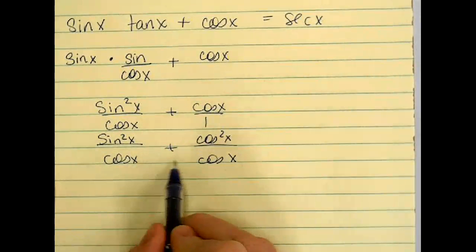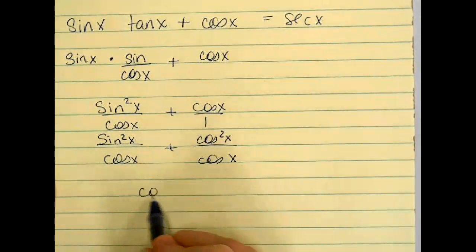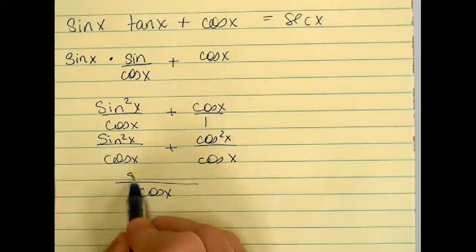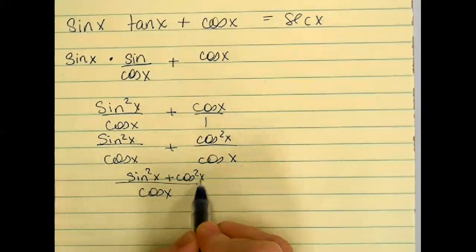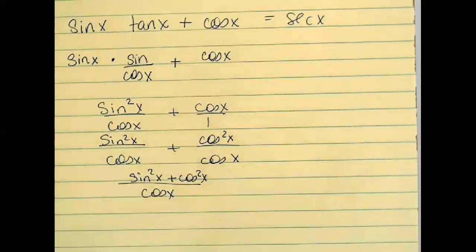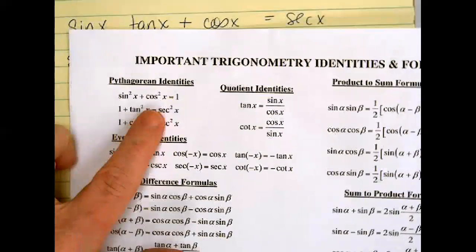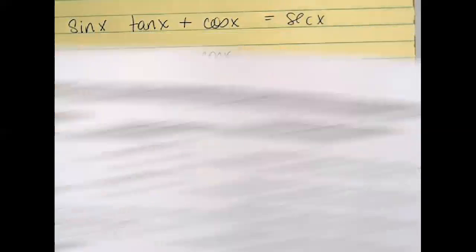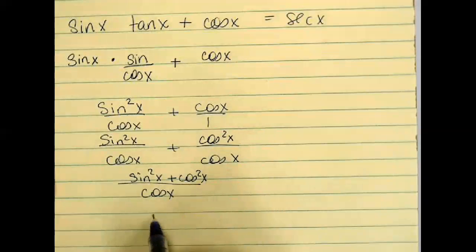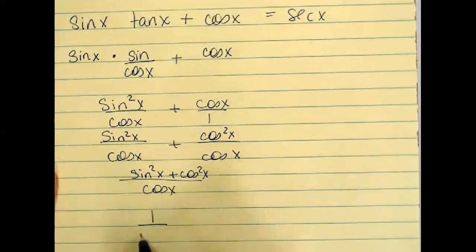Then I can add them together because they have the same denominator. And I get sine squared x plus cosine squared x over cosine. Well, I go to my Pythagorean identities, and I see that sine squared x plus cosine squared x is really 1. So this numerator is really 1. So now this is 1 over cosine x.